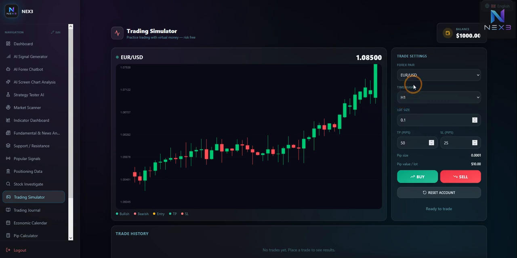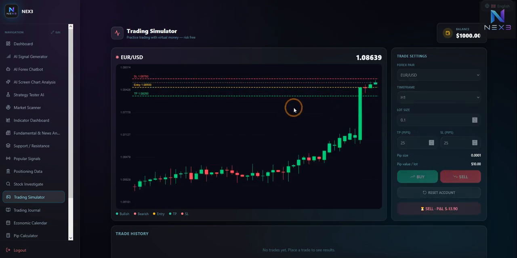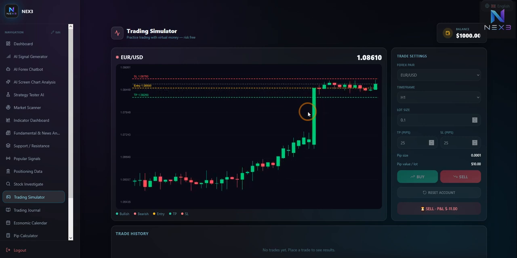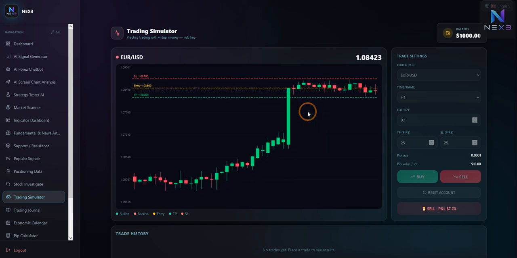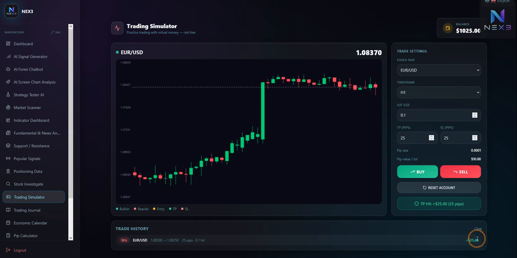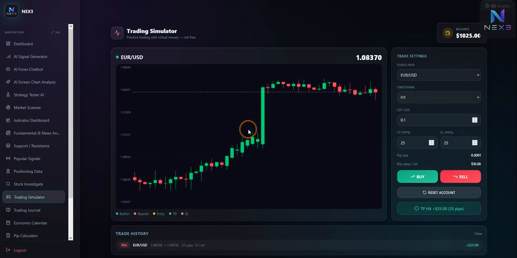Trading Simulator. The Trading Simulator is your ultimate practice arena. It creates a completely risk-free environment with a live, updating chart. You can open and close virtual trades, test out new strategies, and manage your virtual balance in real time. It allows you to fail forward and refine your style without destroying your actual trading account.